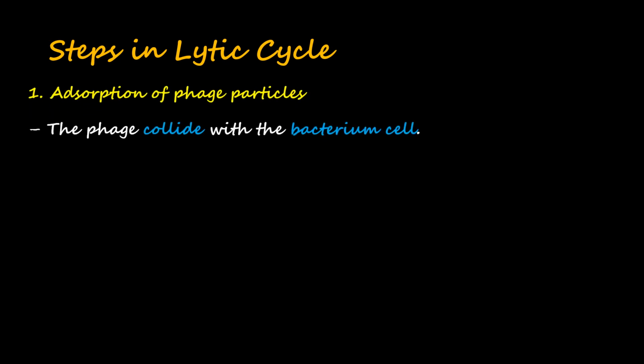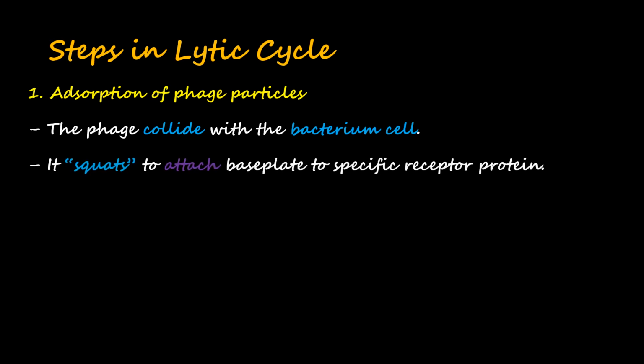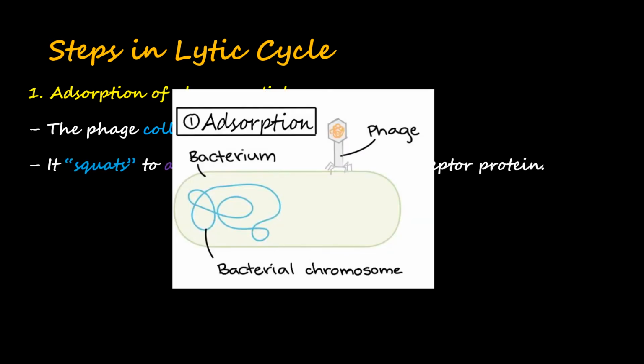Coming to steps in lytic cycle. First is adsorption of phage particles. The phage collides with the bacterium cell. It squats to attach base plate to specific receptor protein. So this is a bacterial cell and the bacteriophage attaches to it. The base plate attaches to the receptor proteins present in the bacterial cell wall.